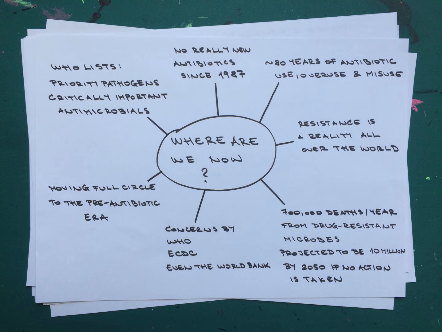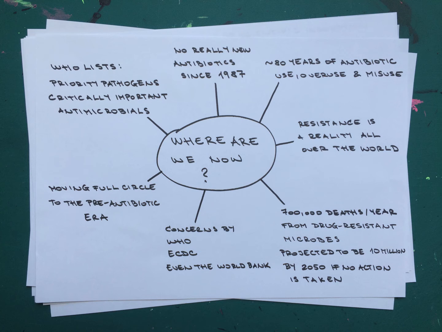And to put some numbers on it, according to the WHO, this leads to 700,000 deaths a year from drug-resistant microbes. And this includes 230,000 from multi-drug resistant tuberculosis. And in the worst case scenario, if no action is taken, this is projected to be 10 million a year by the year 2050. And this is of concern to many international organizations: the WHO, the ECDC, so the European Center for Disease Prevention and Control, and even the World Bank, which says drug-resistant infections are a threat to our economic future. And the World Bank is not usually the institution that concerns itself with natural science.